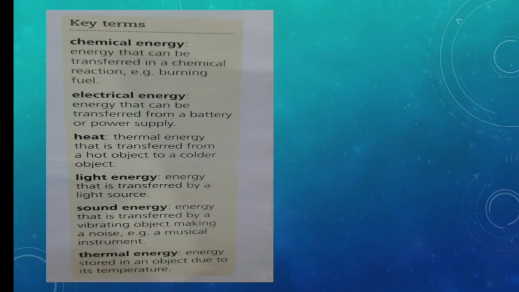Hello everyone. In this video, we are going to revise some key terms related to our topic energy. First term is chemical energy. Chemical energy is energy that can be transferred in a chemical reaction. Some examples are burning fuel. Burning fuel is an example of chemical energy. Chemical energy is a type of stored energy.